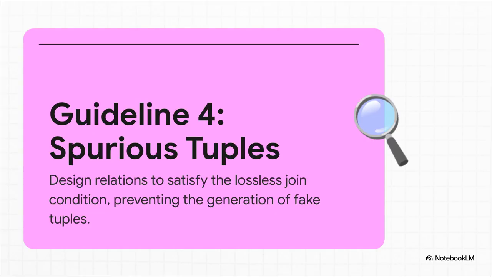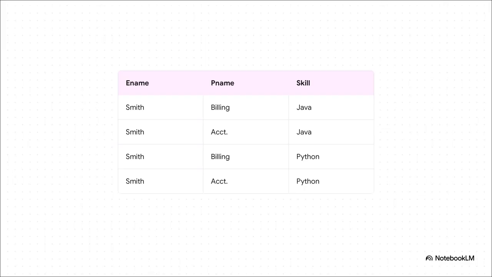And finally, our fourth rule. It's about disallowing spurious tuples. Now, that's a super technical term for a very simple and very scary idea. We have to stop the database from just inventing fake data out of thin air when we try to combine our tables. Just look at this.